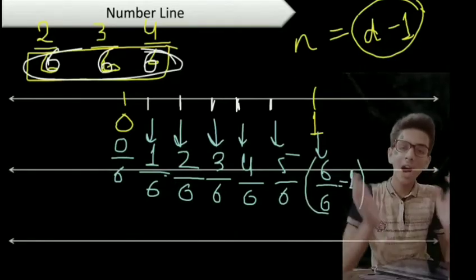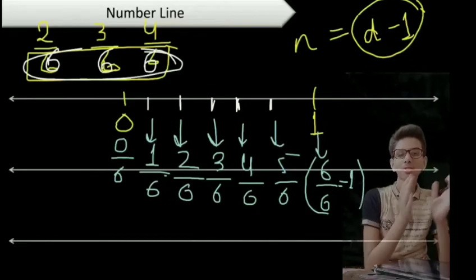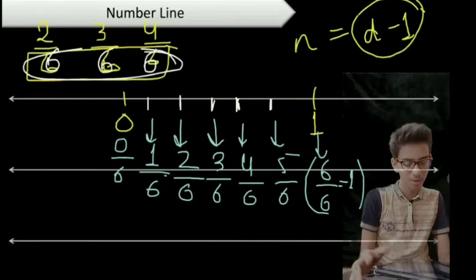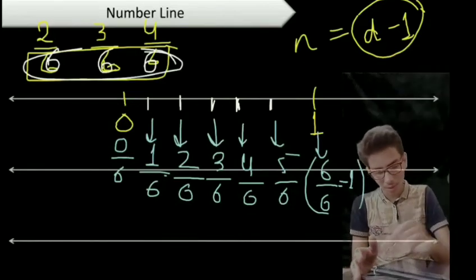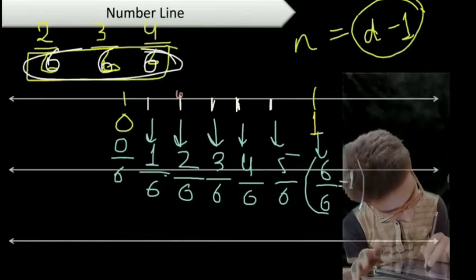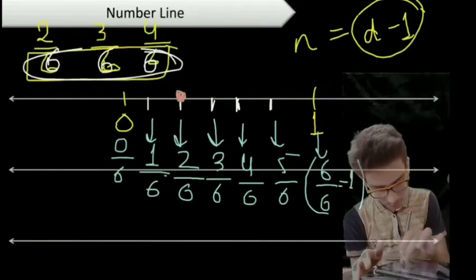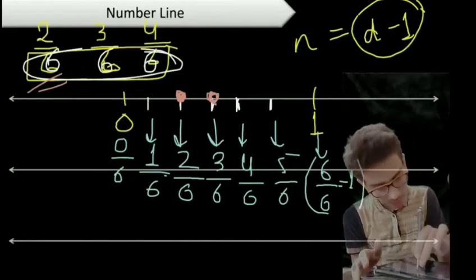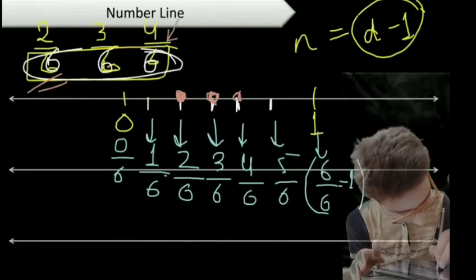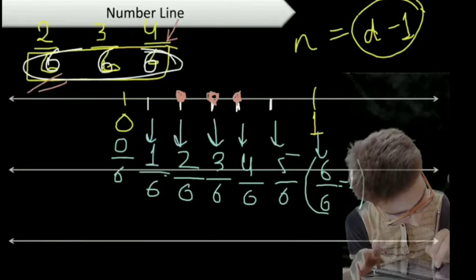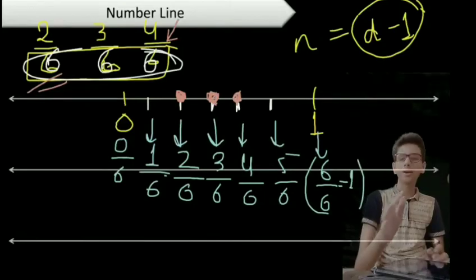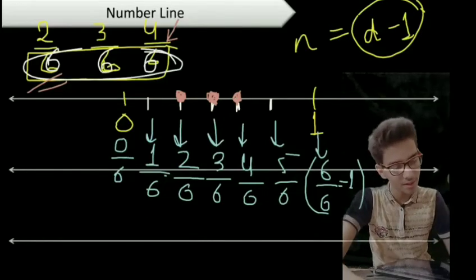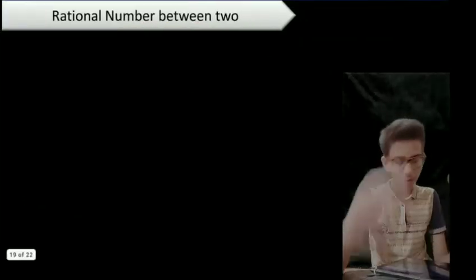So you saw why we took denominator minus 1, we divided it into denominator number of parts, right? So now what points you need? You are going to mark those points. You needed 2 by 6. You needed 3 by 6. You asked for 4 by 6. I hope this is clear. Yeah, crystal clear. Excellent. Let's move further.